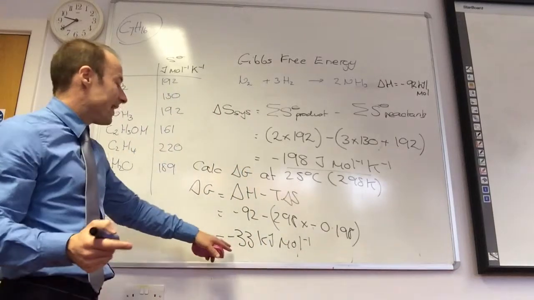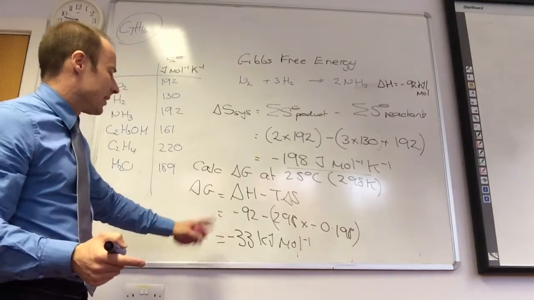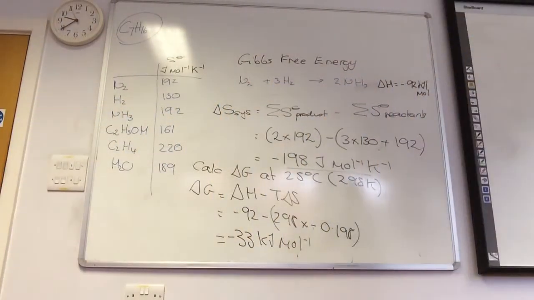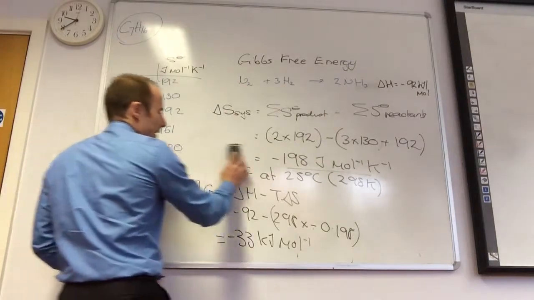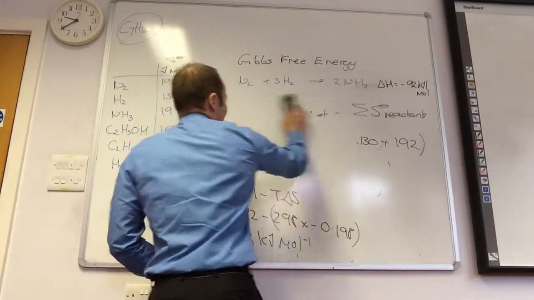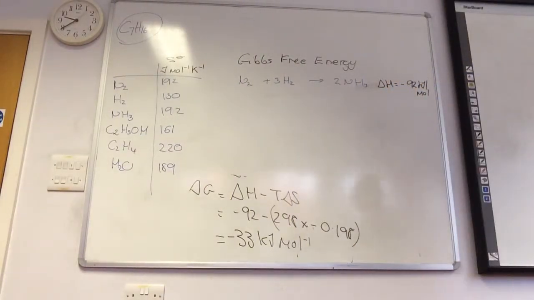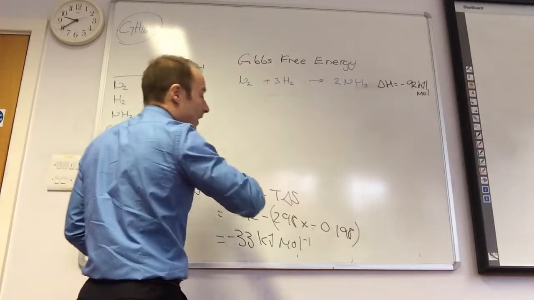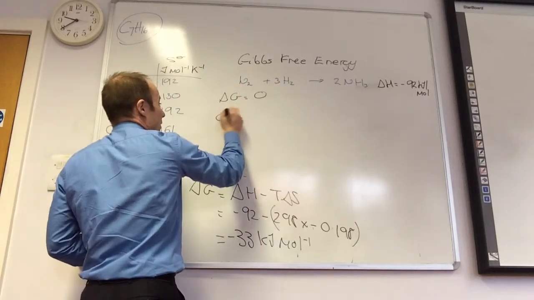If I do that, I think the answer comes out to be minus 33 kilojoules per mole. So, is the reaction feasible at 298 Kelvin? Yes, it is, because I have a negative delta G. They then asked me to calculate the temperature at which delta G is equal to 0. That's a temperature which is the borderline between it being feasible or unfeasible. So delta G we're going to set now to 0.